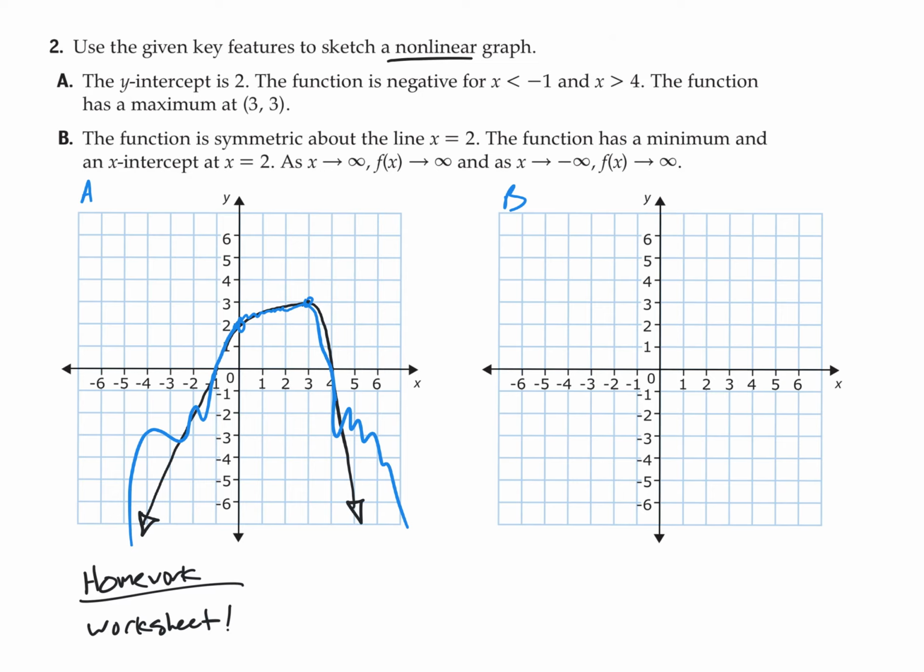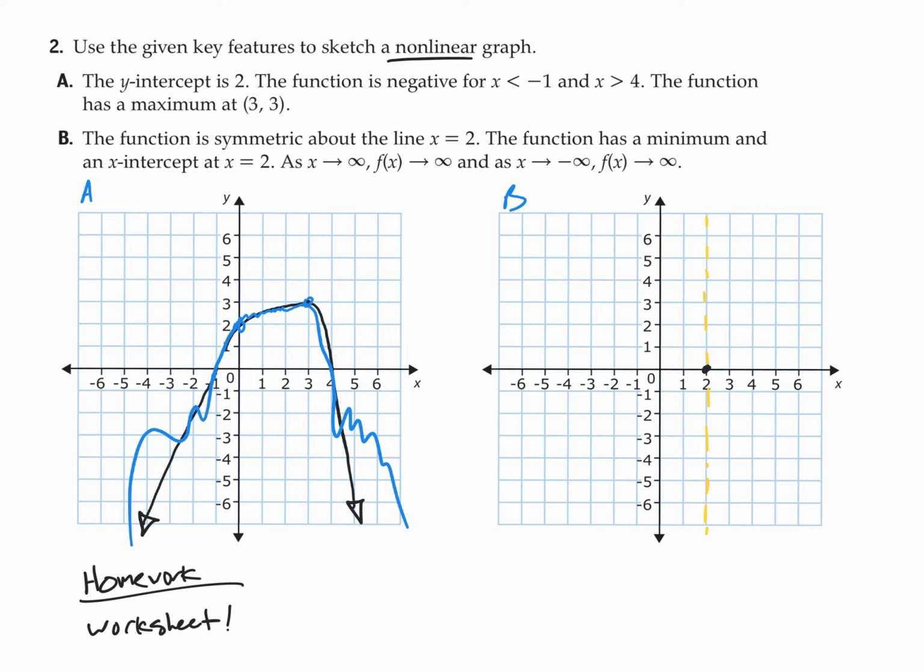All right, here's the next one. It says the function is symmetric about the line x equals 2. So I'm just going to draw this in yellow here. x equals 2 is a vertical line. So I'm going to try and do a dotted one here on x equals 2. So it's symmetric. That means on the left and the right of that line, it's going to look exactly the same. The function has a minimum and an x-intercept at x equals 2. So this is the lowest point that it gets.